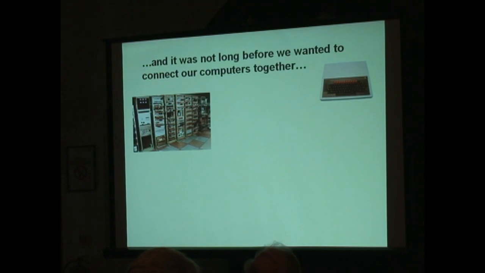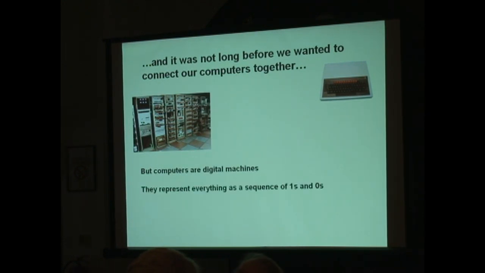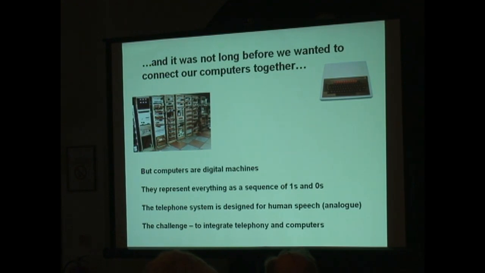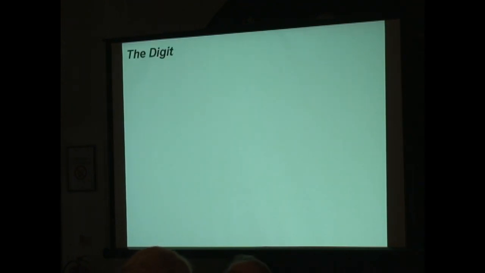And of course, we've been developing all these computers, and it wasn't long before we wanted to connect our computers together. But as we know, they're digital machines. We do everything in ones and zeros. The telephone system is actually designed to communicate speech. The challenge is, how do you use a telephone system, an infrastructure which already existed, in order to enable us to get our computers talking to each other so that they could continue to communicate in the way that they wanted to, but on an infrastructure that was not really designed to do it?